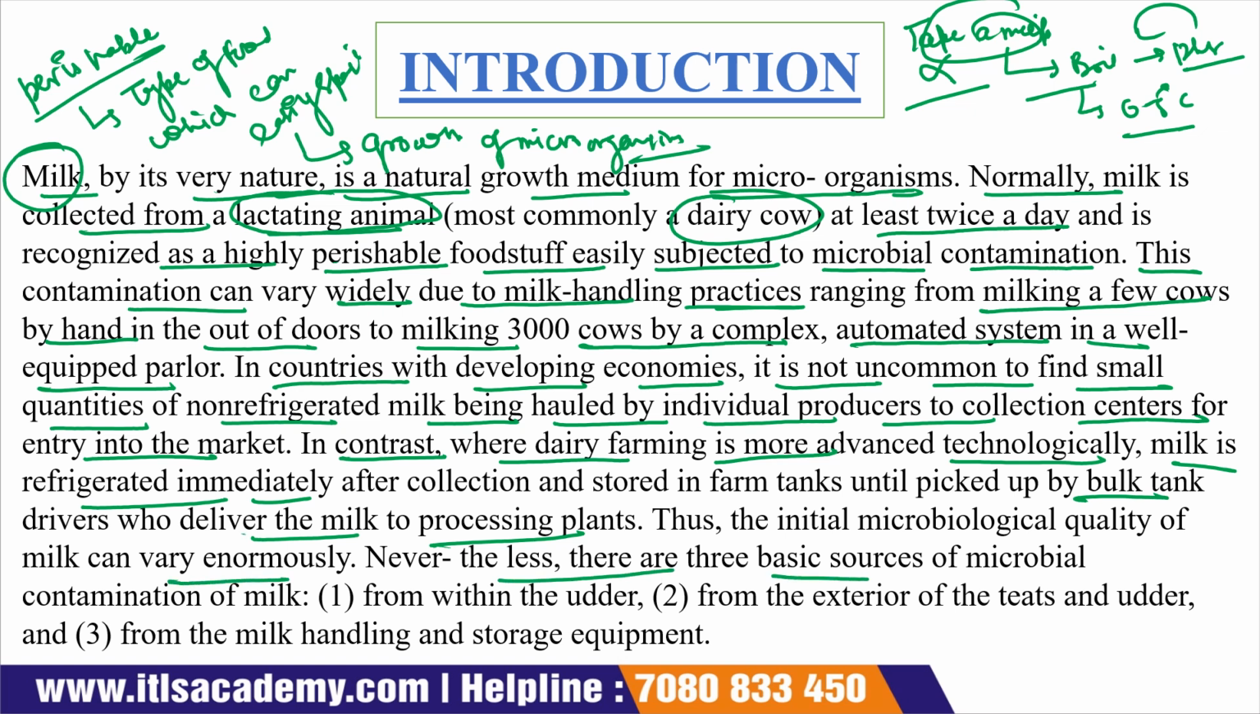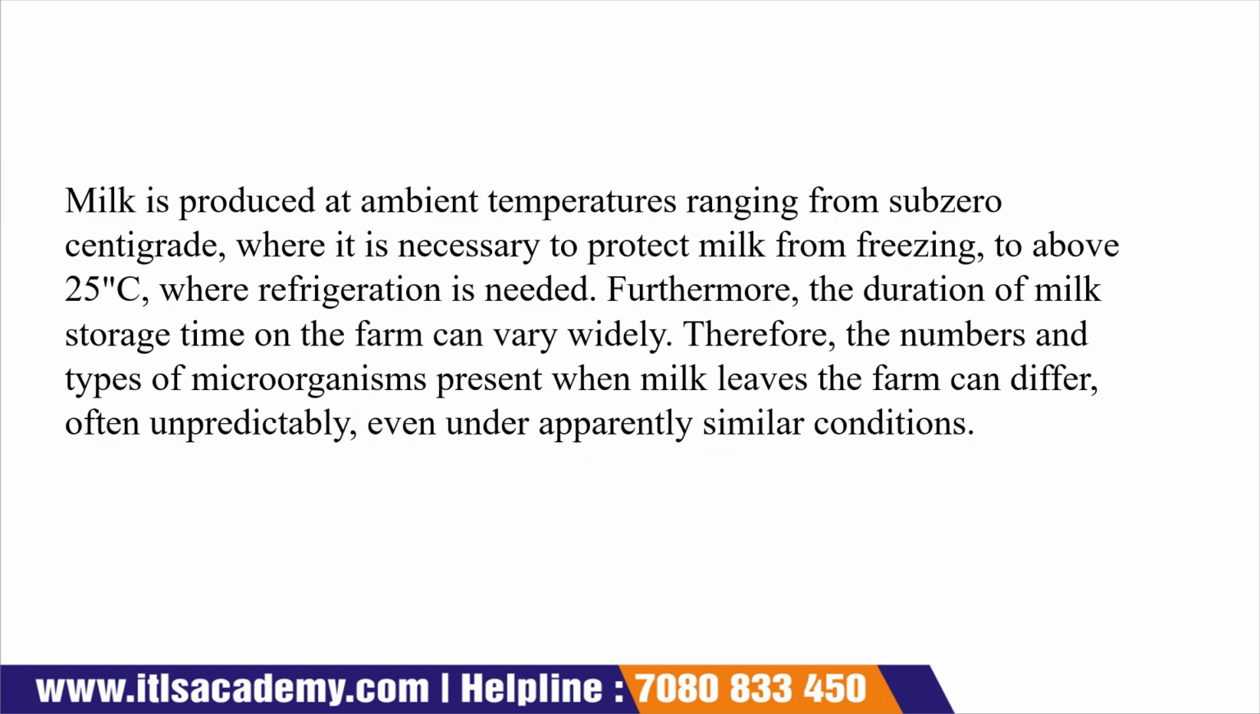Nevertheless, there are three basic sources of microbial contamination. That's why when the milk reaches the industry, first of all they do a microbial analysis, and on the basis of their microbial analysis they accept or reject the milk. Now there are three basic sources of the microbial contamination of the milk: from within the udder, from the exterior of the teat and udder, and from the milk handling and storage equipment. So basically these are the three sources of microbial contamination in the milk.